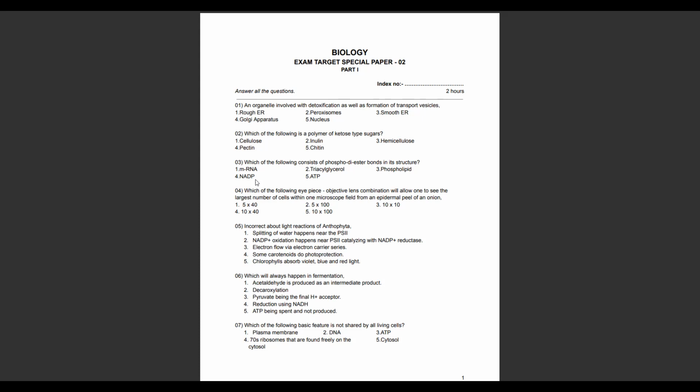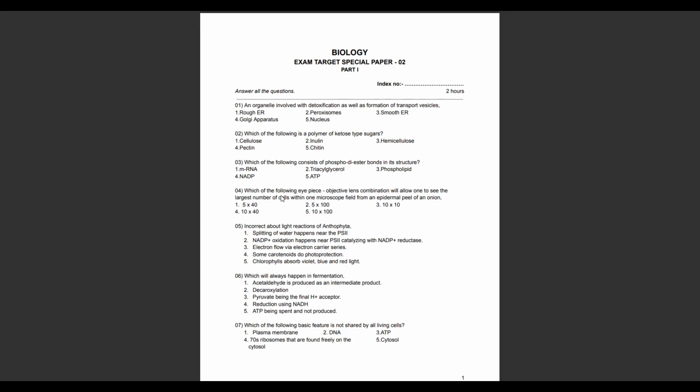Then the fourth question is from microscopes. In our syllabus, we learn about the simple microscope, that means the hand lens, and the compound light microscope. Other than those two types, there is another type of microscope called the electron microscope. Magnification and resolution power are the two main parameters of a microscope. Now, what does this question ask? Which of the following eyepiece objective lens combinations will allow one to see the largest number of cells within one microscope field from an epidermal peel of an onion. Here they ask about the largest field of view.